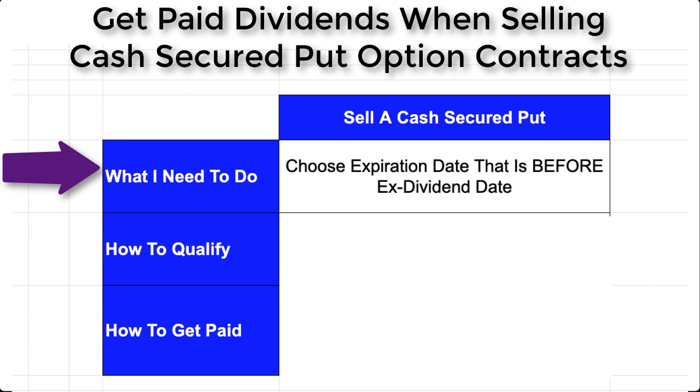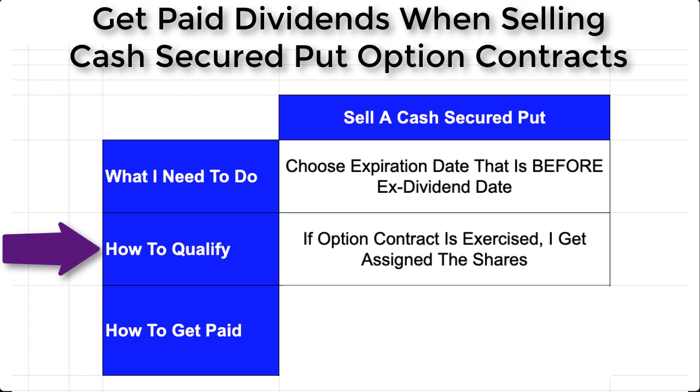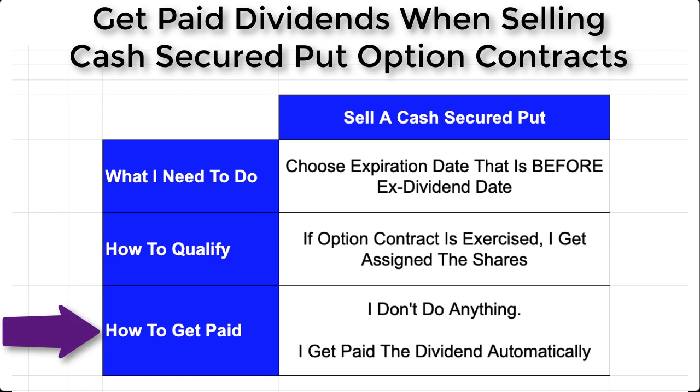It's how to qualify. So on or before the expiration date, if the option contract is exercised, I'll get assigned the shares. So I'll purchase the shares and I'll become the new owner. Next, let's talk about how I get paid the dividend. This is the simplest step of all. I don't need to do anything. As the owner of record of those shares, I'll get paid the dividend automatically.